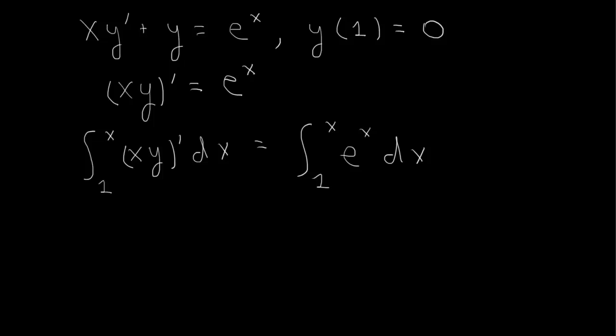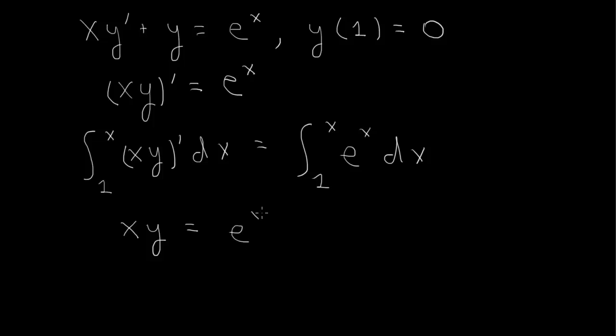The integral of a derivative of the function is just the function. So we get x y of x, xy at the upper limit, minus xy at the lower limit, but y of 1 is 0, so xy at the lower limit will be 0. And that's equal to the integral of e to the x, evaluated between x and 1.